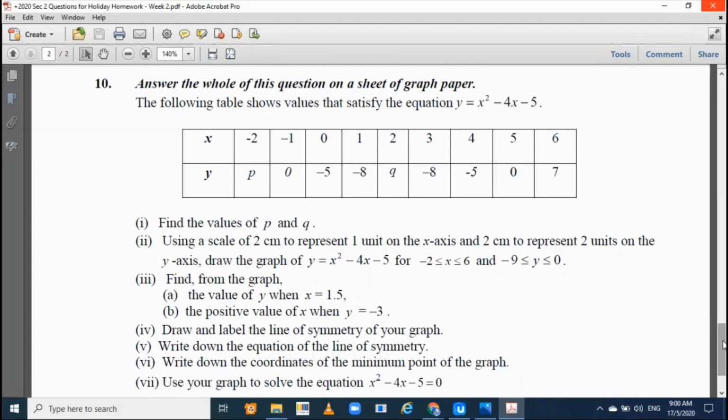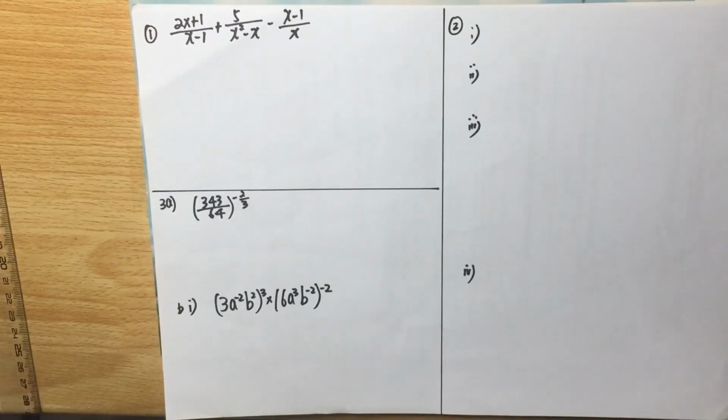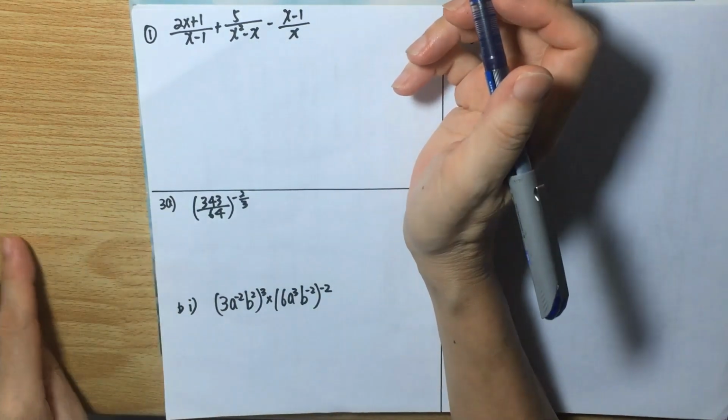Holiday homework. Holiday homework for week 2.